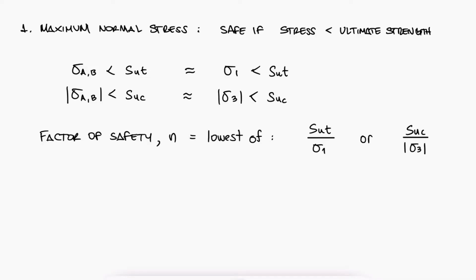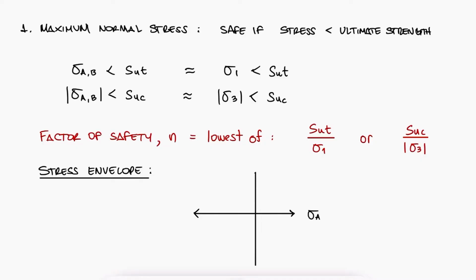Since principal stress A is not necessarily greater or lower than principal stress B, stress envelopes are often used for all the failure criteria. We have the value of sigma A in the x-axis and sigma B in the y-axis. The stress envelope that represents the maximum normal stress failure criterion looks like a shifted square, where the positive values are equal to the ultimate tensile strength and the negative values are equal to minus the ultimate compressive strength.